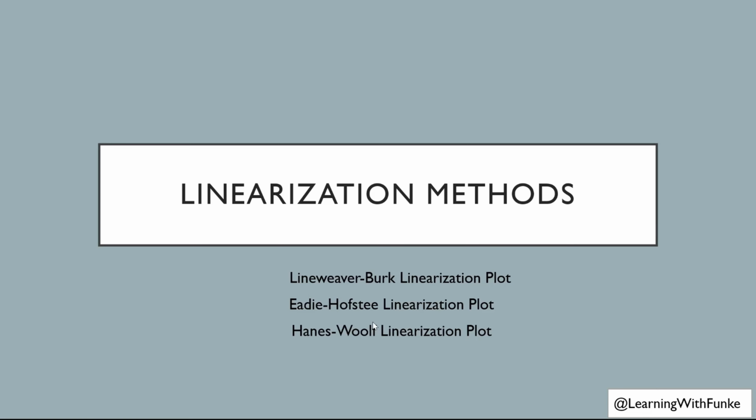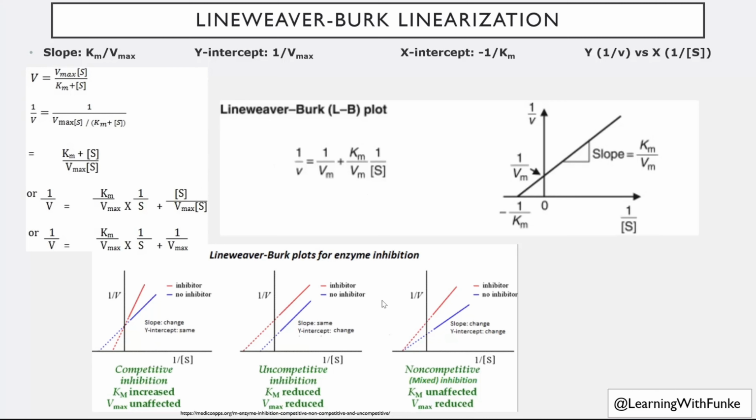Lineweaver-Burk, which is also known as a double reciprocal plot. I'll go into why that is called that later. And then the second one is Hofstee, and the third linearization type is Woolf. These linearization types are pretty much just linearizing the Michaelis-Menten equation, so it's easier to get those constants and fit them or get them from fitted data. Okay, so now let's look at the first one, Lineweaver-Burk.